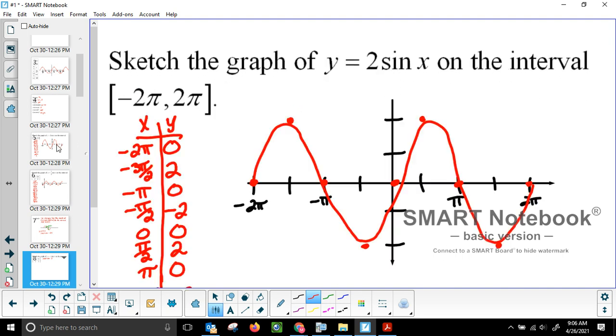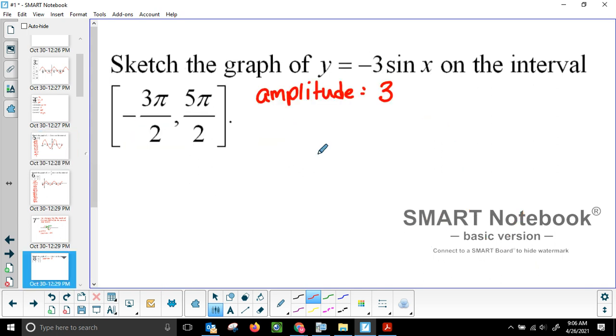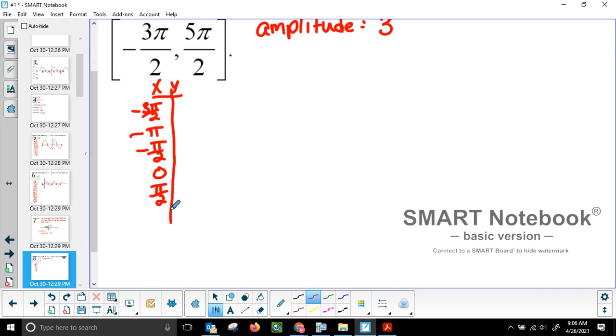So basically, when we're starting from 0 here, we've always been going up first. Well, when our a is negative, it just means we're going to go down first. And of course you can always do an XY table, right? So -3 pi over 2, negative pi over 2, 0, pi over 2, pi, 3 pi over 2, 2 pi, and 5 pi over 2.